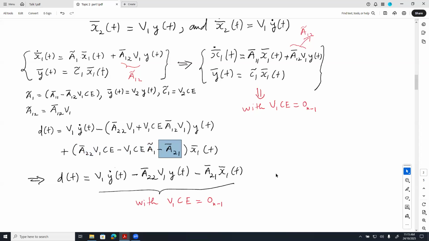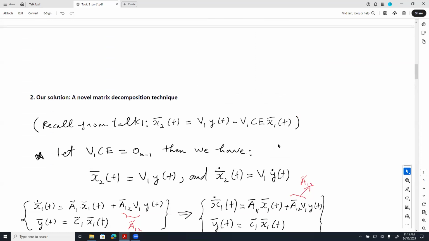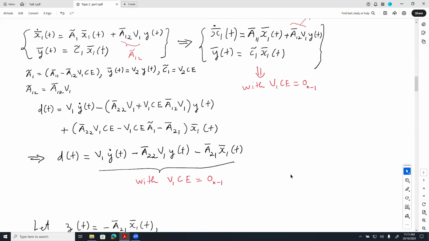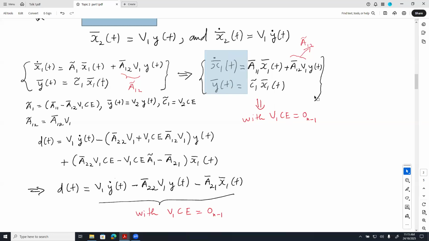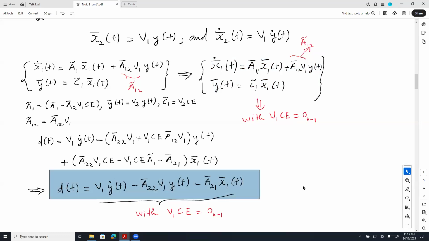All right, so let's summarize what happened so far. We revisit the expression from Hou and Muller, and we make V1 C E equal to 0. Now, if it is possible, then we boil down to this reduced order system, and the unknown input is further simplified in this form.